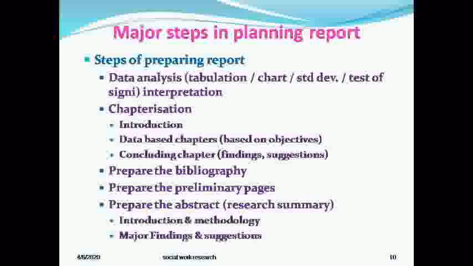Research summary is not something different. It is just a summary of the introductory chapter and the last chapter, major findings and suggestions. You have to pick up the main points from the introductory part, the summary of the methodology conducted, a summary of the major findings and the significant suggestions. All these four portions together make the abstract.